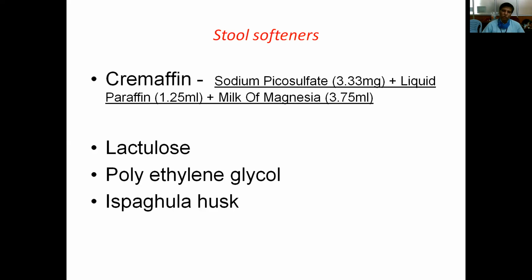Then you can give lactulose also. You can give polyethylene glycol, or you can give Ispagula husk. Ispagula husk is a powdered form of fiber. It is available as a powder. You can mix it with water and take it at bedtime, which will swell up the stool mass, make it soft, and make it easy to pass.